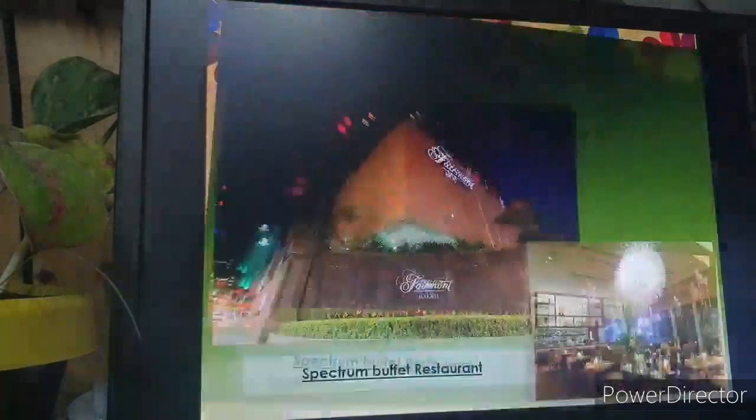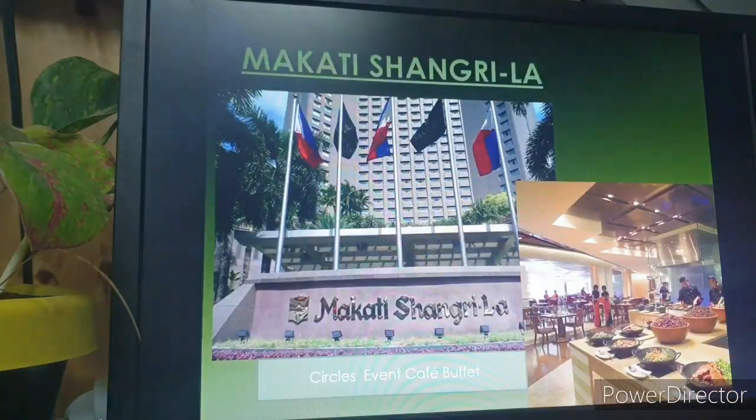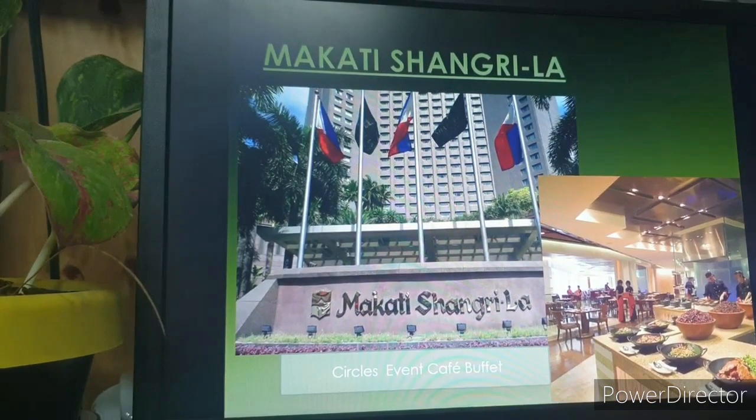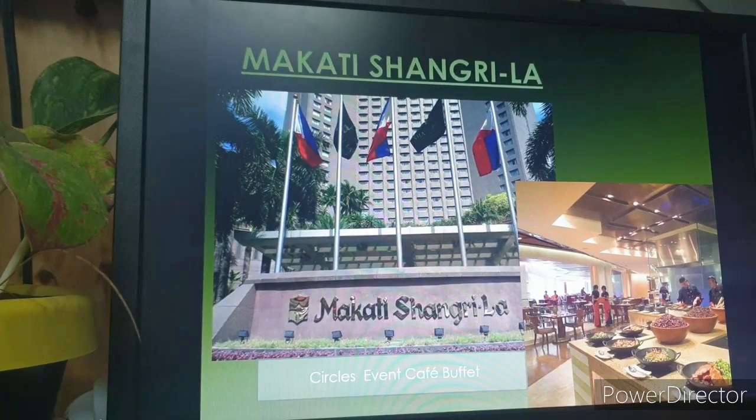Okay, so I'll give you some of the examples that we have. The Fairmont Makati. They have the famous buffet restaurant. Don't forget that one, the Spectrum Buffet Restaurant. Next in line, aside from Fairmont, we have Makati Shangri-La. Their famous specialty restaurant or buffet restaurant is the Circles Event Cafe Buffet. Recall this one, one of the famous buffet restaurants in Manila, particularly in Makati.